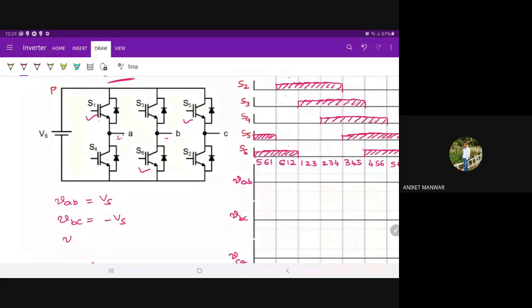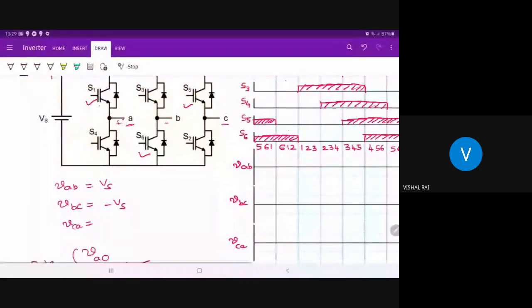At the same time, what is VCA? It is 0. This is C phase and this is A phase, right? So this A is connected to this point, and the source is bypassed, so therefore its voltage is 0.